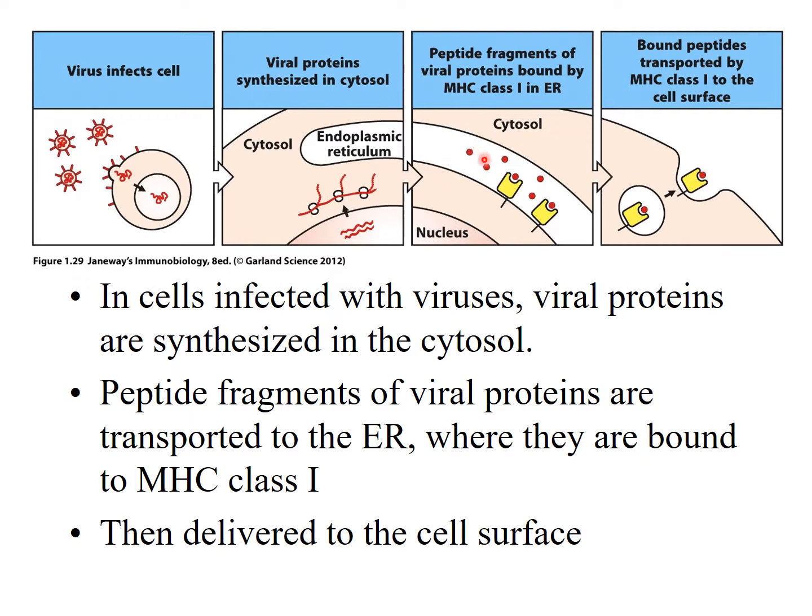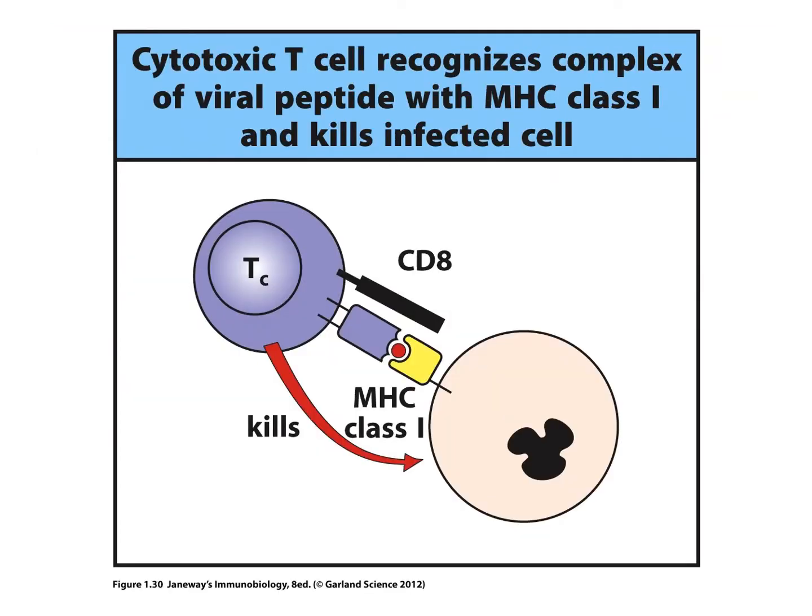Now, these proteins, these epitopes that are being put there, it's random. Could be self, could be non-self. Here, it's viral. Other times, if it's not viral, the cell's not infected, it's going to be self. If it's a self, T cells will ignore it. But here, they're not going to be ignored.